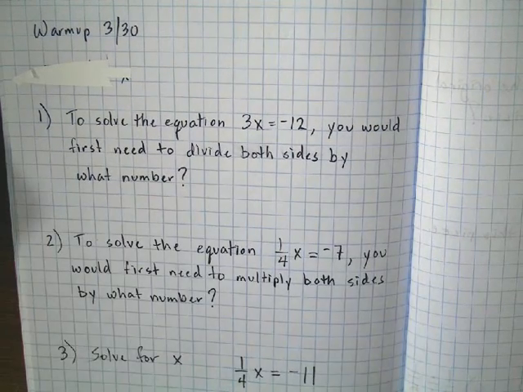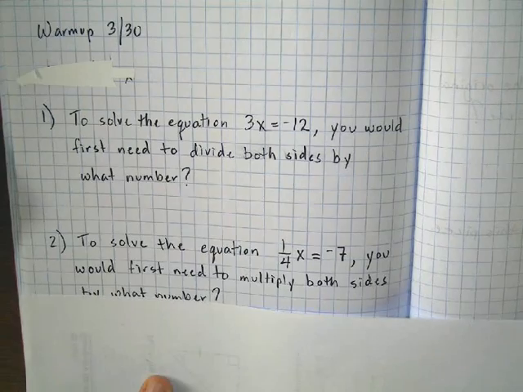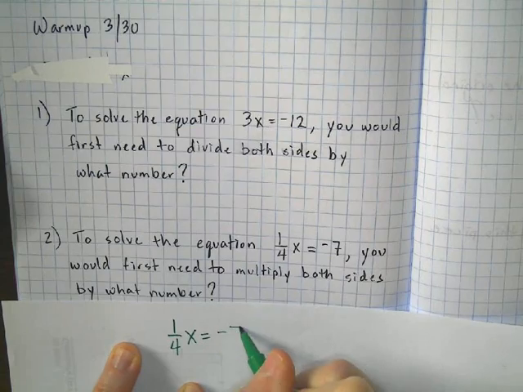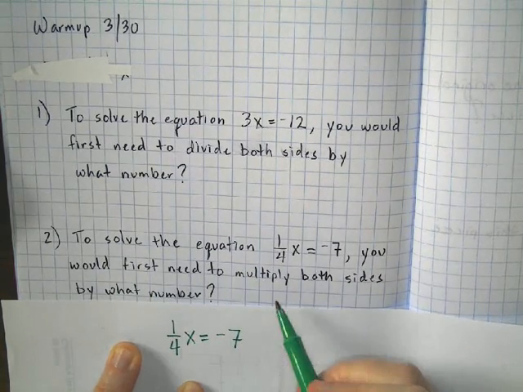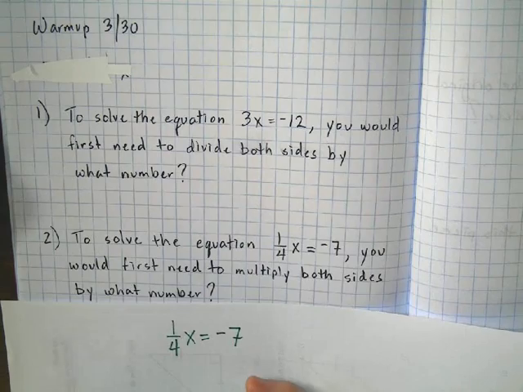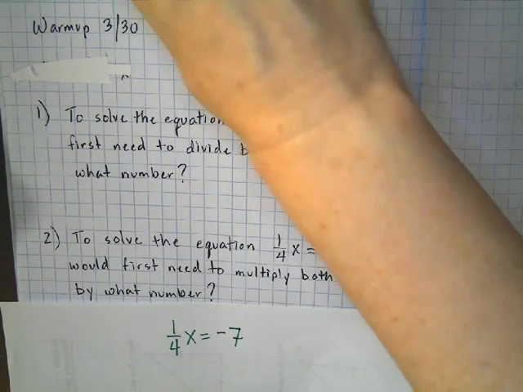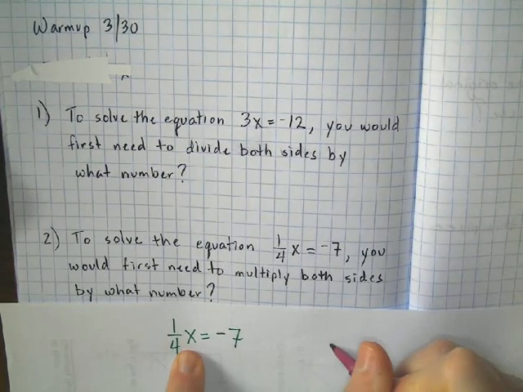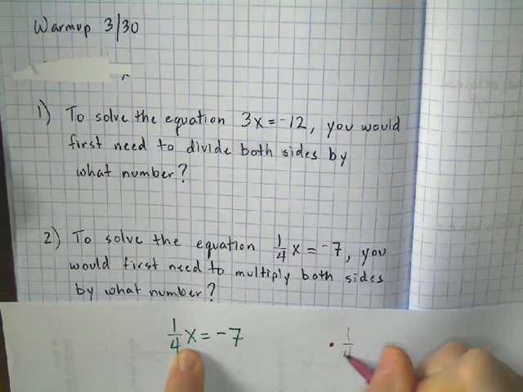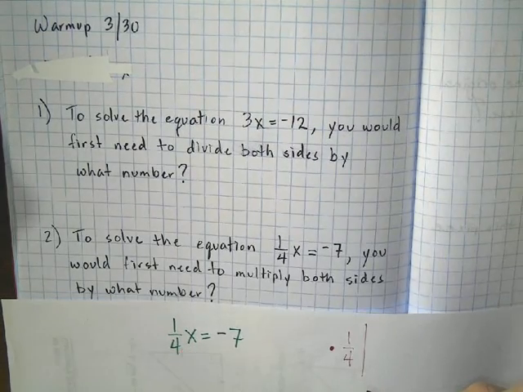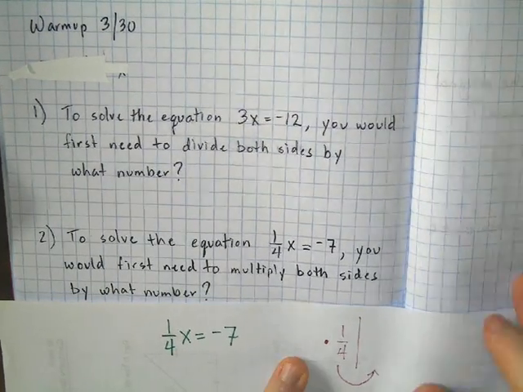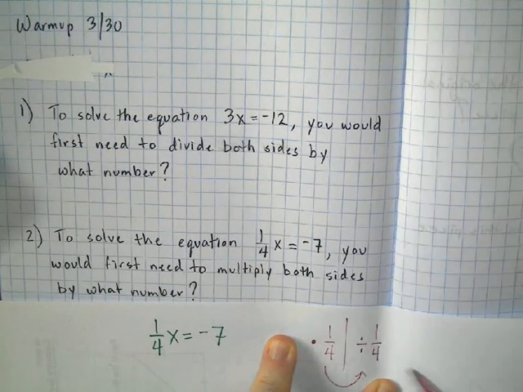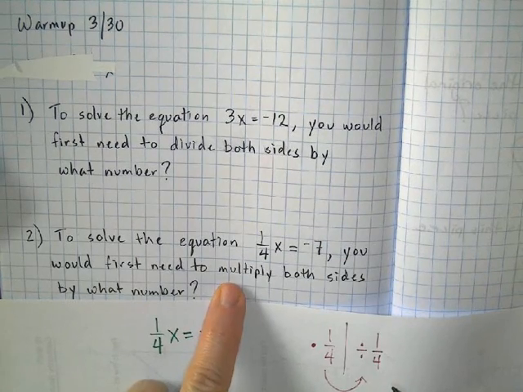Okay, third problem looks like this one. To solve the equation 1/4 x equals negative 7, you would first need to multiply both sides by what number? Multiply. So I'm going to set up my construction. What's happening to the x? It's being timesed by 1/4. That's my construction. So what's the deconstruction? It would be to divide by 1/4. But it says multiply. This says divide.